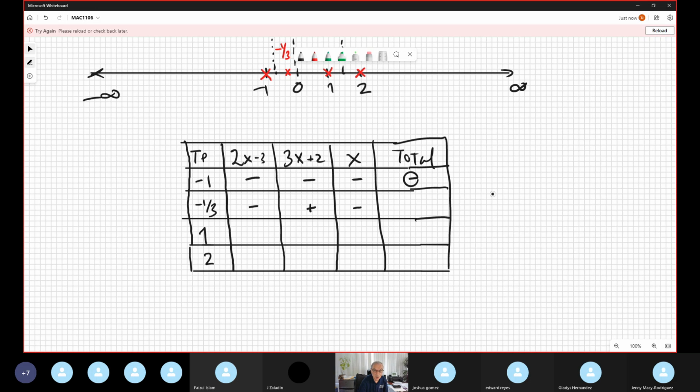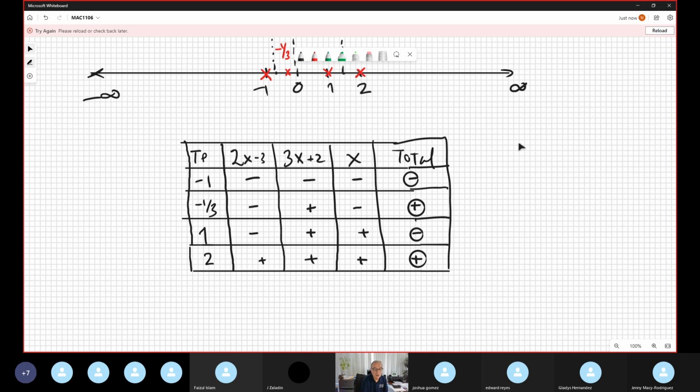And here is negative, so we have 2 negative is positive. 1 is negative. 1 is positive. So the 3 plus 2, 5, and positive. 1 negative is negative. And 2 is positive. Positive and positive.